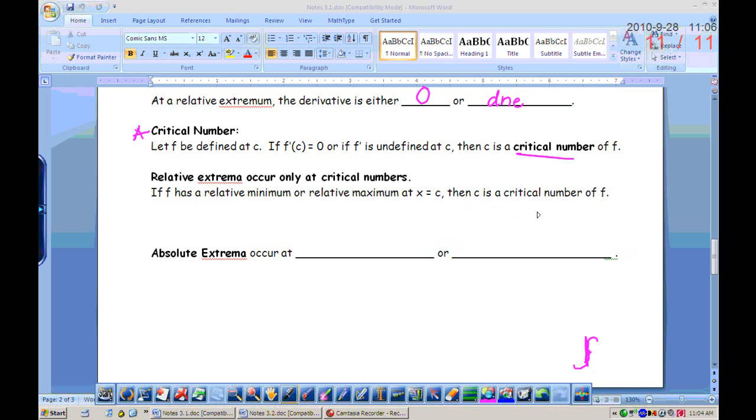Absolute extrema could occur at a critical point. Or where else could an absolute extrema occur? At an end of the function, or an endpoint. Very good. And that's what the rest of this section is about, absolute extrema. So we're going to be looking for our absolute extrema at critical points or at an endpoint.